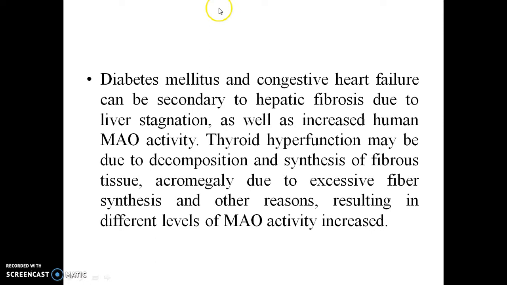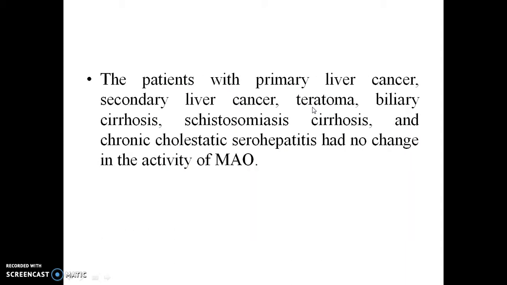Diabetes mellitus and congestive heart failure can be secondary to hepatic fibrosis due to liver stagnation, as well as increased human monoamine oxidase activity. Thyroid hyperfunction may be due to the decomposition and synthesis of fibrosis tissue. So these are all other diseases which are related to liver fibrosis. Ultimately, liver fibrosis is the very important disease which we are monitoring with the help of monoamine oxidase activity measurement.